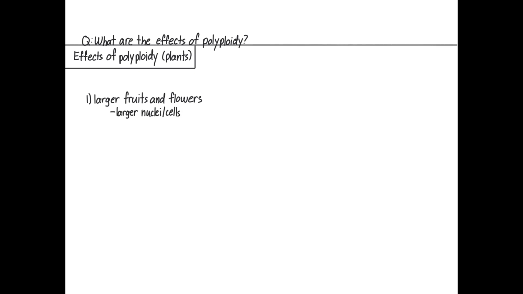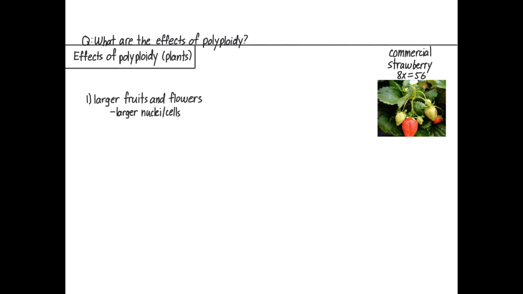The cells in these plants are larger, which might be the result of larger nuclei needed to house the additional chromosome sets. One example of increased fruit size is the octoploid strawberry, which is 8x equals 56. This is the variety that's most commonly sold commercially and the one you'll most likely encounter in stores. Though there are many species of strawberry with various ploidies, the diploid varieties tend to have smaller fruit.